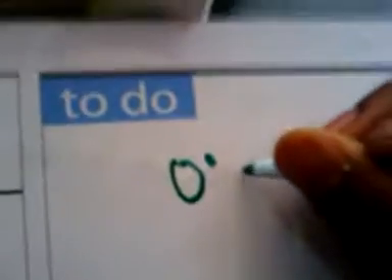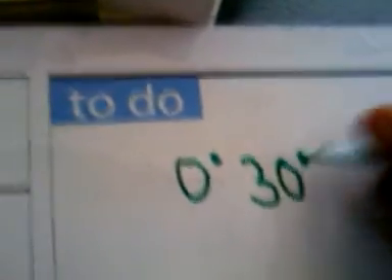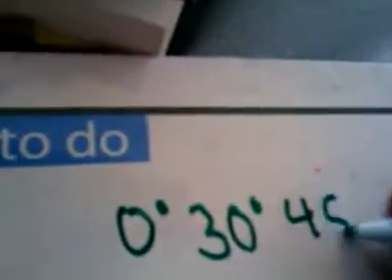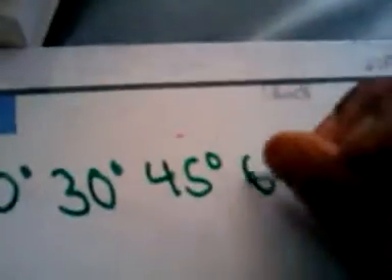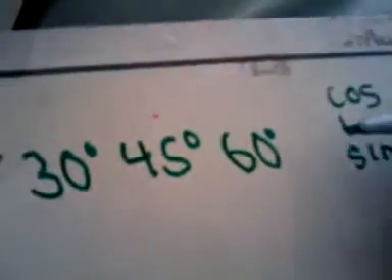Okay, so I'm gonna show you guys a really slick trick on how to get your cosines, tangents, and sines with these special angles. These are the special angles, or whatever you want to call them. I'm not a mathematician. So these are the special angles: 0 degrees, 30 degrees, 45 degrees, 60 degrees, and 90 degrees.